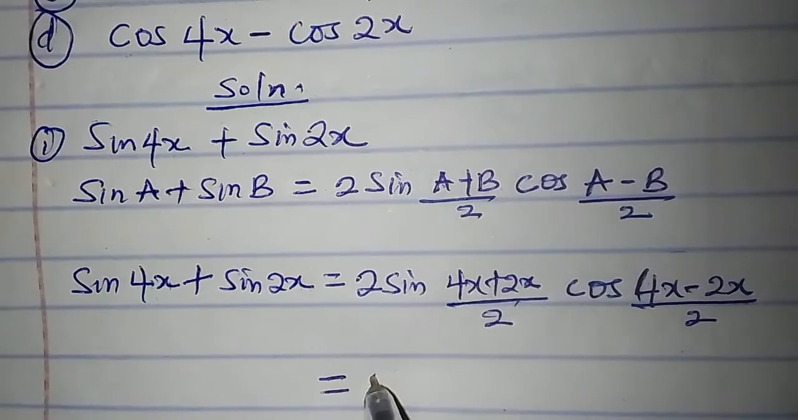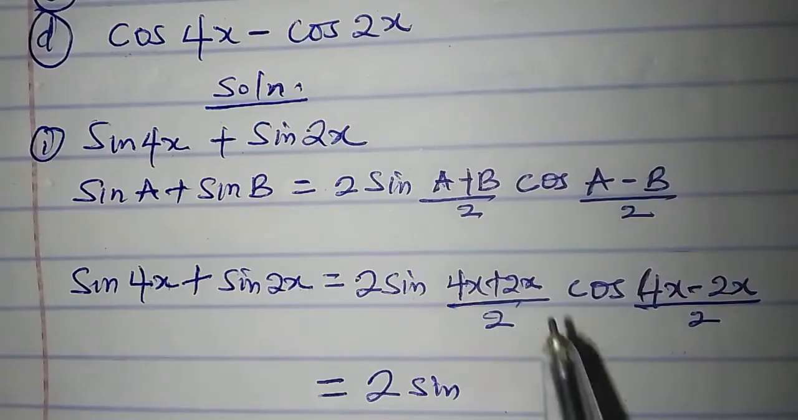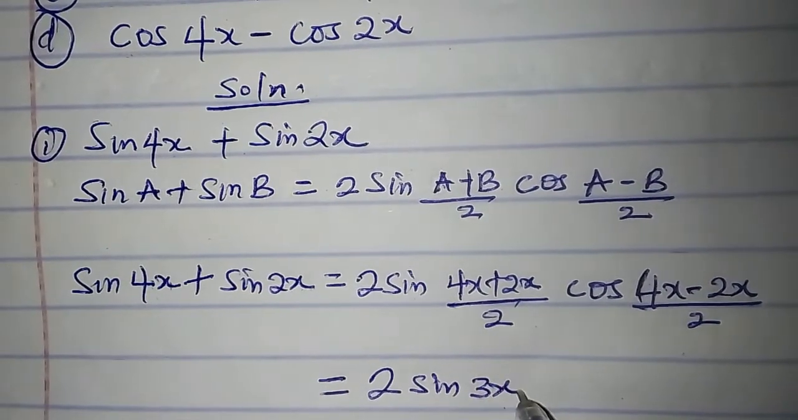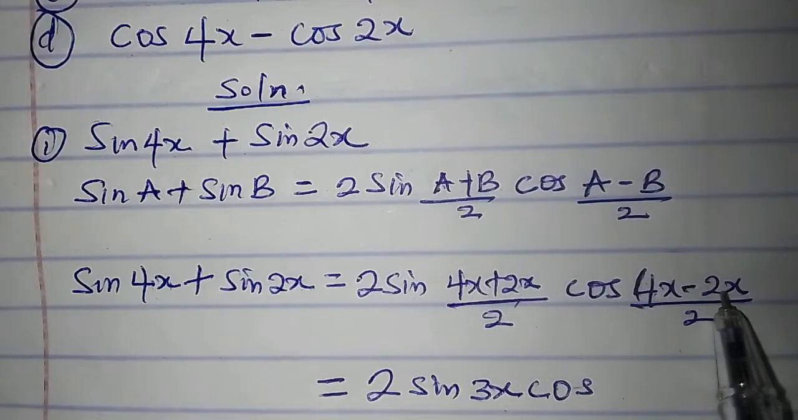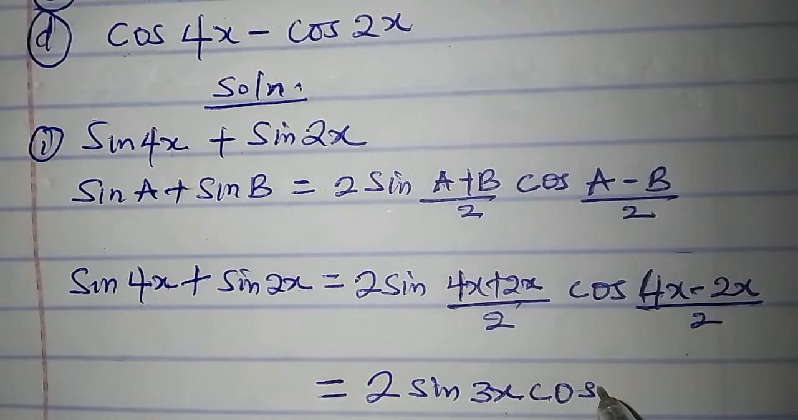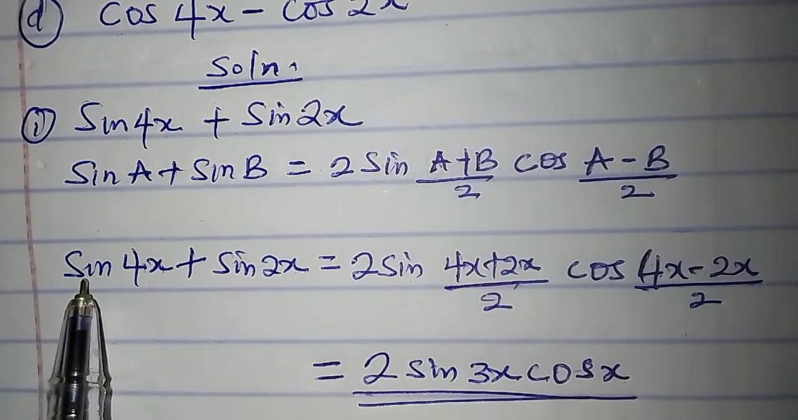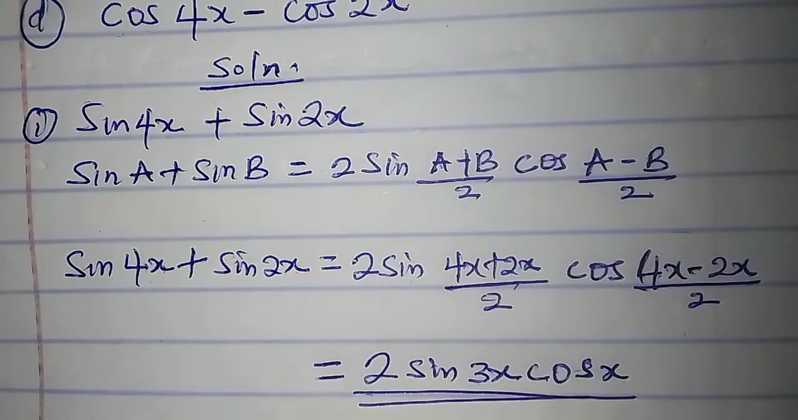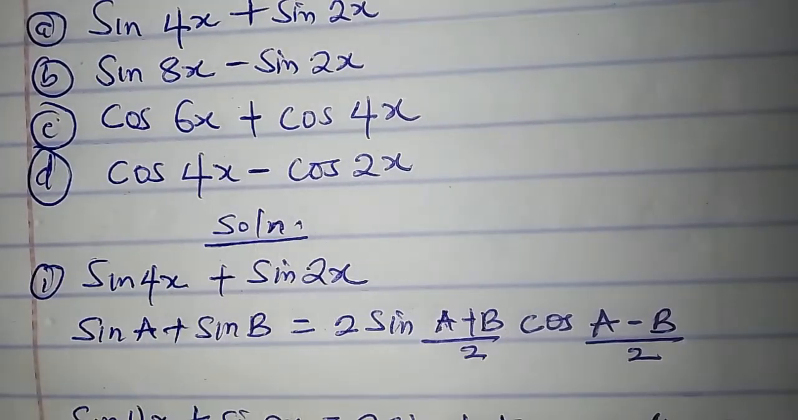And so we have 2 sin, 4x plus 2x is 6x, 6x divided by 2 is 3x. Cos, 4x minus 2x is 2x, 2x divided by 2 is x. We have succeeded in expressing the sum of sin 4x and sin 2x as a product. Alright? Question 2. Sin 8x minus sin 2x.